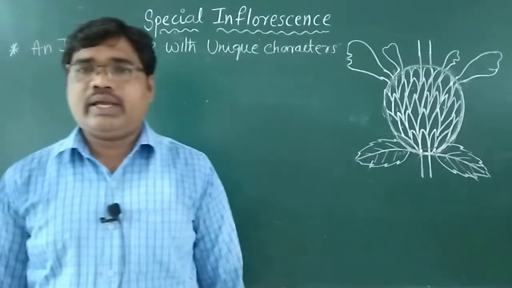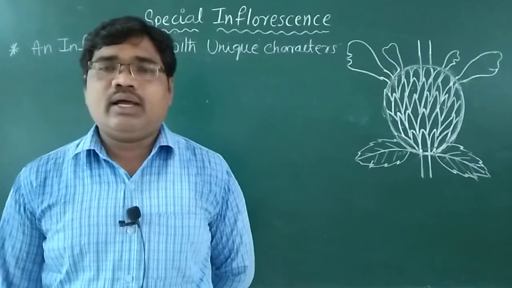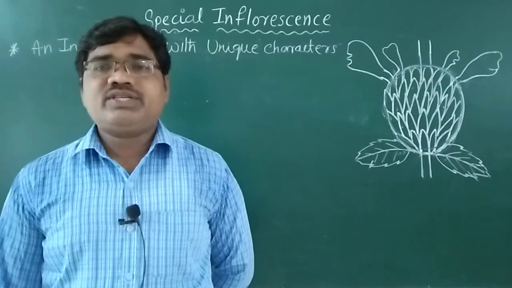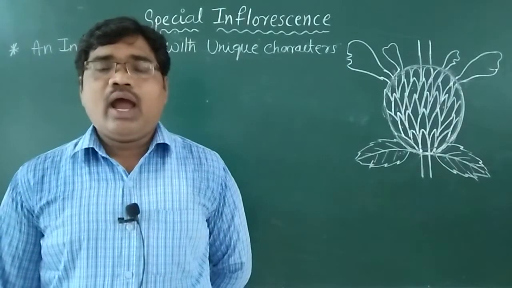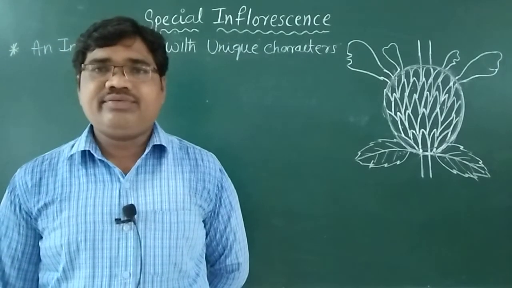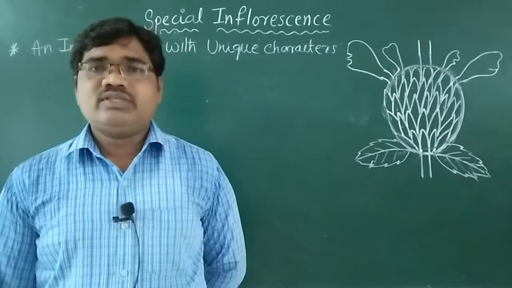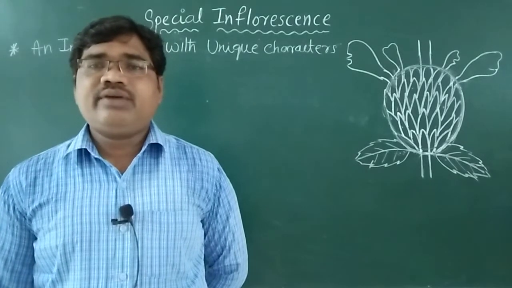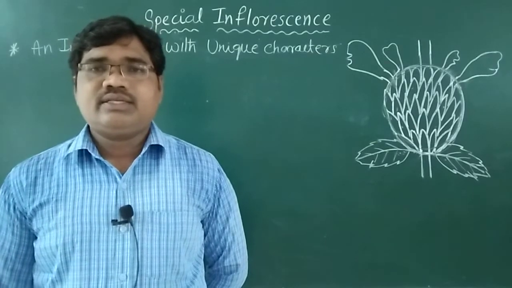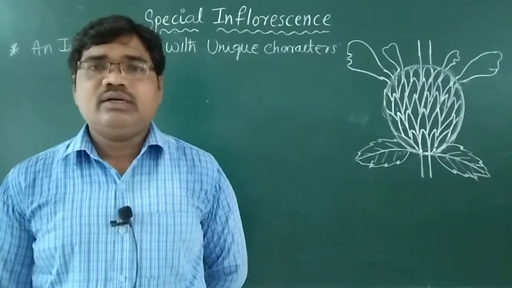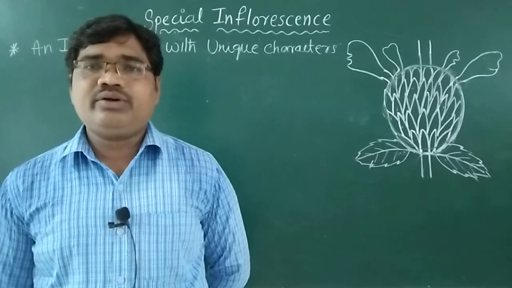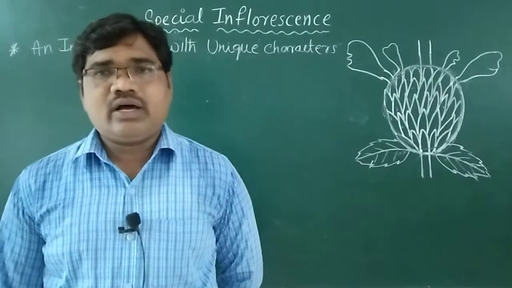Right. Today I am going to discuss the special type of inflorescence. An inflorescence with unique characters is called a special type of inflorescence. Generally there are three types: the first one is verticillate aster, the second is cyathium, and the third is hypanthodium. In this video, I am going to discuss the verticillate aster.